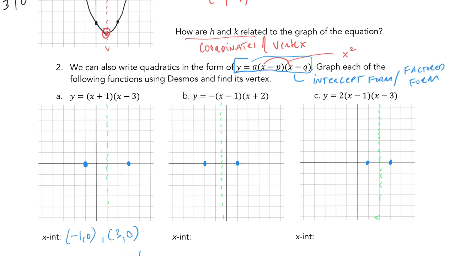I just need to plug 1 in to here. So if I plug 1 in here, I'm going to get 1 plus 1 is 2. 1 minus 3 is -2. So that looks like that's going to give me -4. So when I plugged in 1, I got -4.